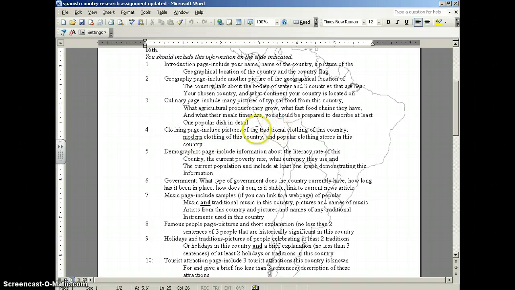Clothing. What's the traditional versus the modern? For some of these countries, that might be very similar. For others, specifically Spain, that is vastly different.